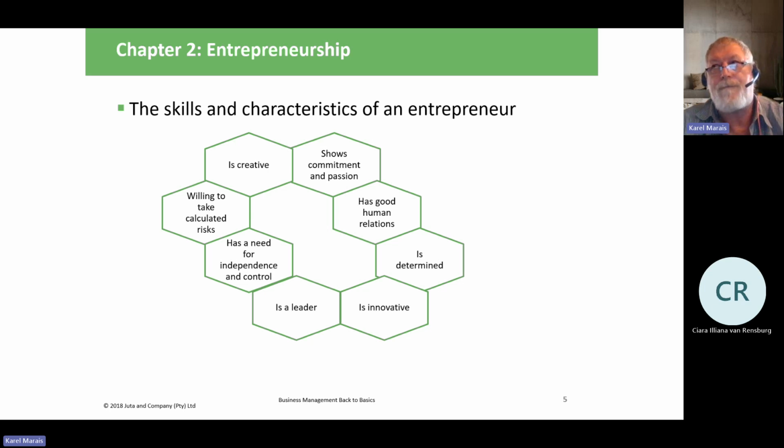They can ask, what are the 8 skills and characteristics of an entrepreneur? And that's 8 marks. And you'll write these 8 things down and walk away from it. They can ask, discuss the 8 skills of an entrepreneur. Then what you'll do is you'll write down shows commitment and passion, and then you'll write a sentence or 2 on what commitment and passion mean. And that'll be a 16-mark question.